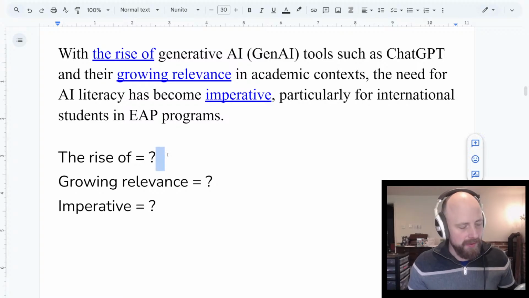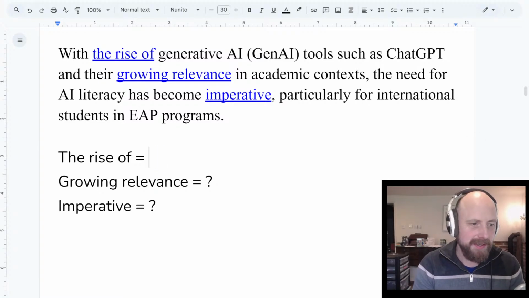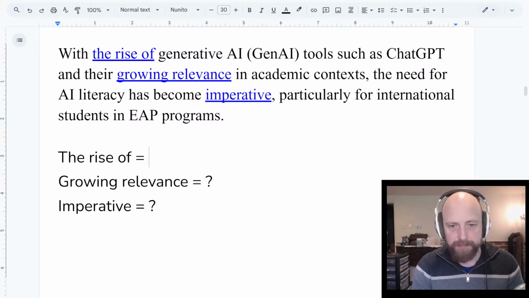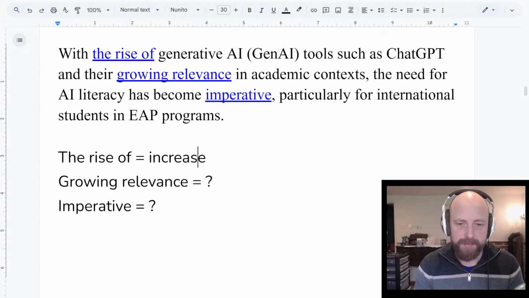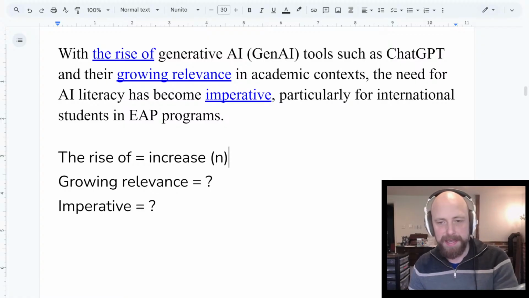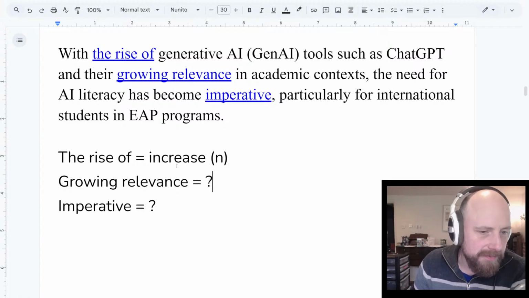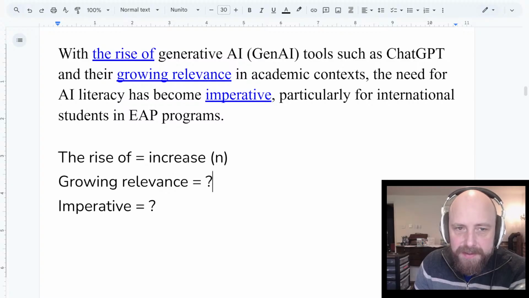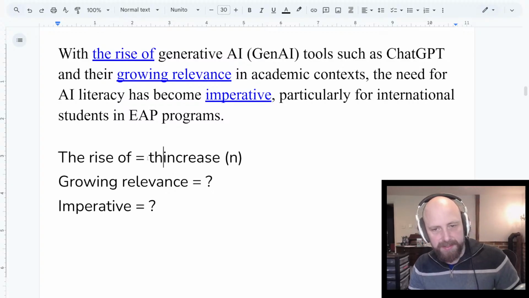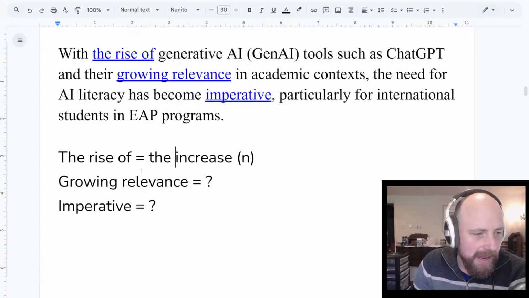So for number one, the rise of, Sleepwalker has simply gone for increase. As a noun, really, isn't it? The increase. That seems pretty good for me. The rise of. So it's with the increase of generative AI. Growing relevance.